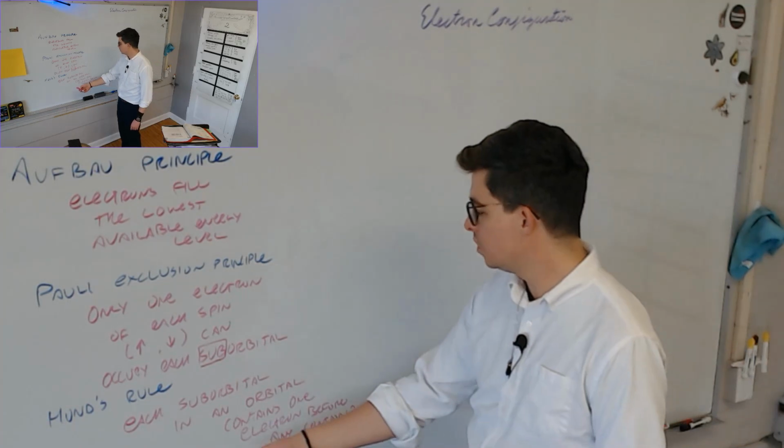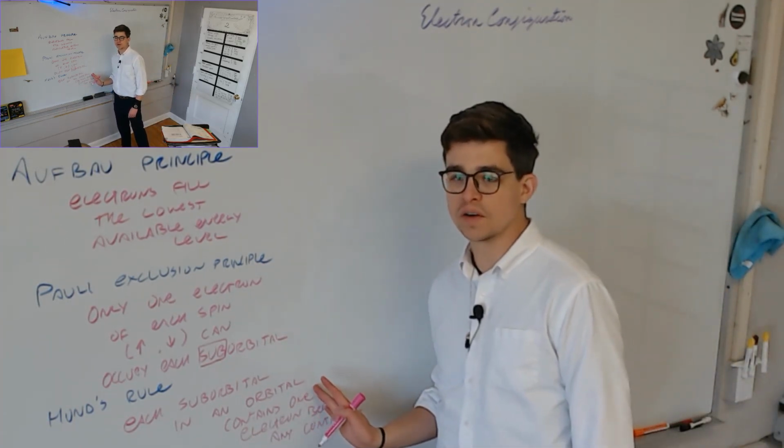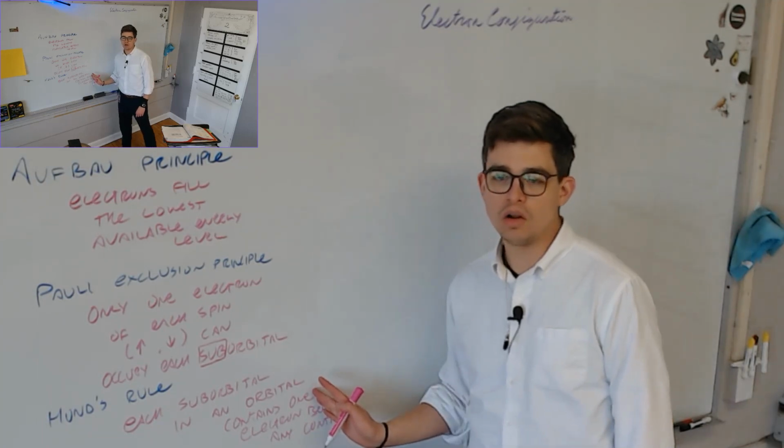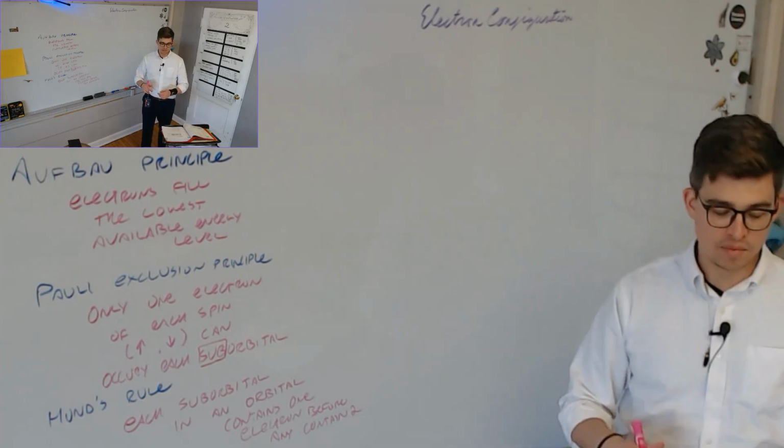Great. And then Hund's rule is that basically everyone going through the lunch line has to get firsts before anyone can get seconds. For an orbital, all the suborbitals have to have 1 electron before any of them can have 2.